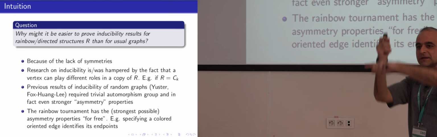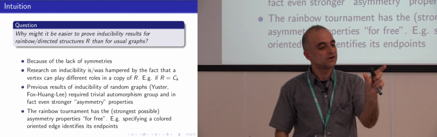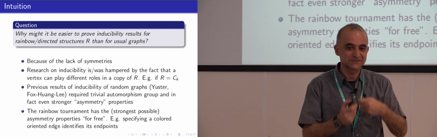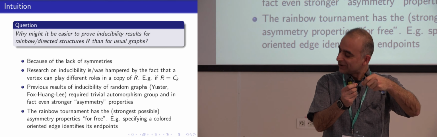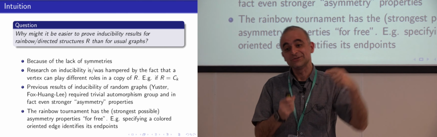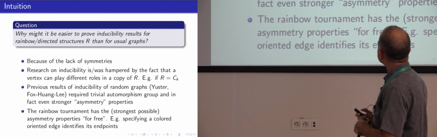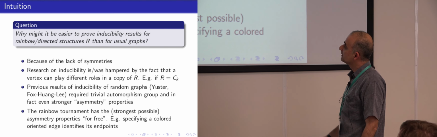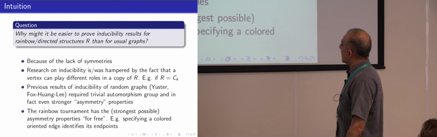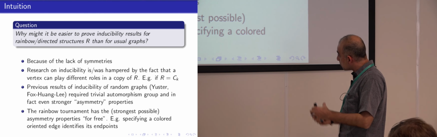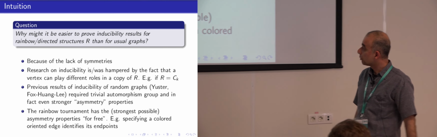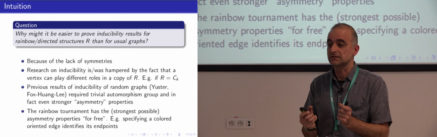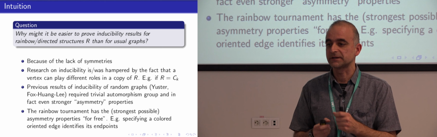But now consider a big coloring of a graph, and if I give you an orange edge that's pointing in that direction and I say let's look at the copies of R that this edge is in, you know that it's always going to be the orange edge in R because there's only one orange edge. You even know how the things are going to point. So this is helpful. In fact, there have been some recent results on inducibility of random graphs by Euster and Fox, Huang and Lee, and they required very asymmetric properties of their small structure, trivial automorphism group and even more things, and somehow the rainbow tournament is designed to make everything easy in terms of technical aspects of proving this theorem.